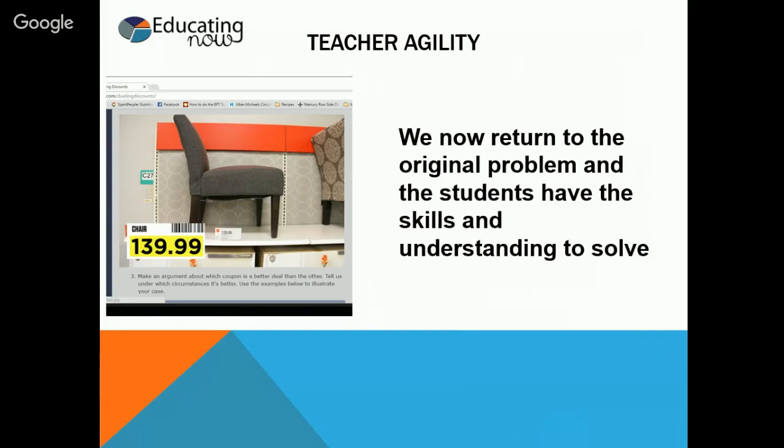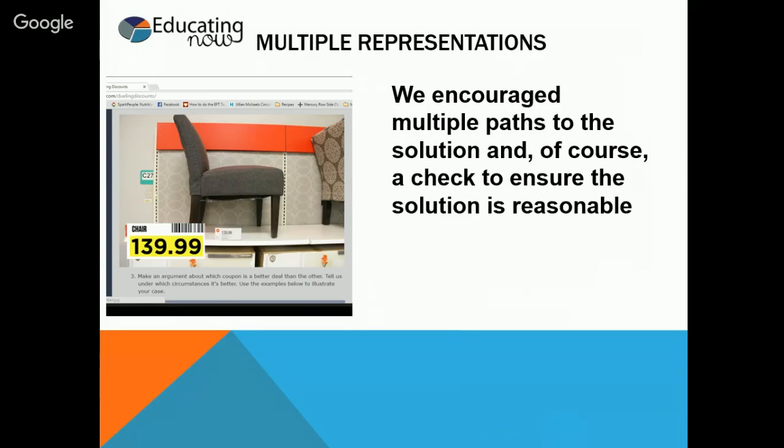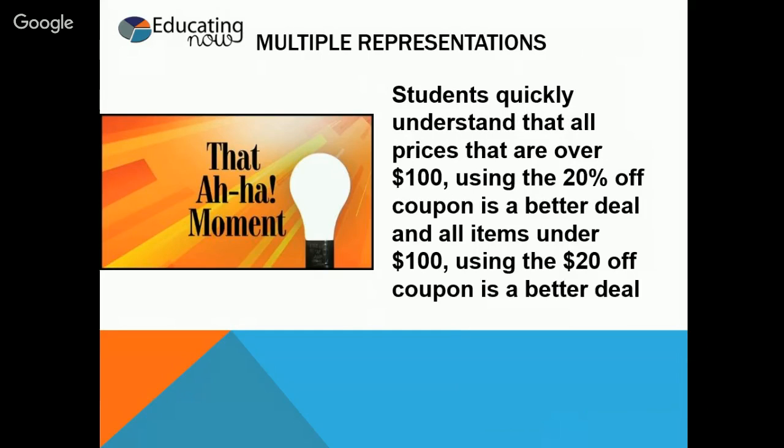So we eventually returned back to the original problem. They now have the skills, they solve it, and they check to make sure that their solutions are reasonable. And they could prove that their original prediction was in fact correct, because they did now prove that for items that were more expensive than $100, the 20% off coupon was a better deal, and anything under $100, the $20 off was a better deal.